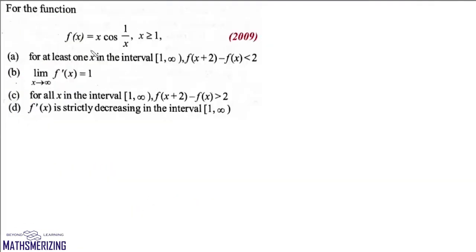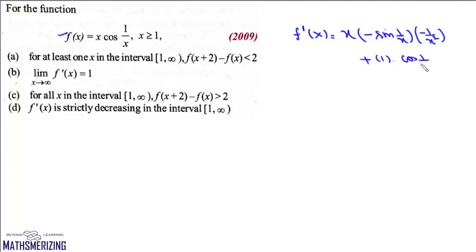Now here the question is, for a function f(x) equals x cos(1 by x) when x is greater than or equal to 1, which of the following options are correct? Now first we'll find this limit, which is limit x tends to infinity of f'(x). For that we need to differentiate this function. We'll find f'(x). Now f'(x) will be x. Now derivative of cos is minus sine(1 by x), and then derivative of 1 by x is minus 1 upon x square, plus, now derivative of x is 1 and then cos(1 by x).